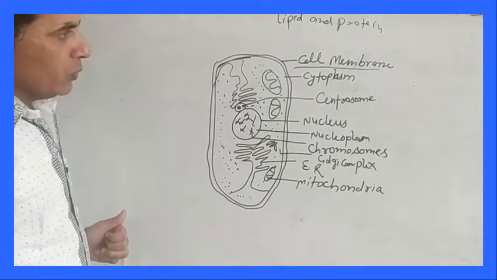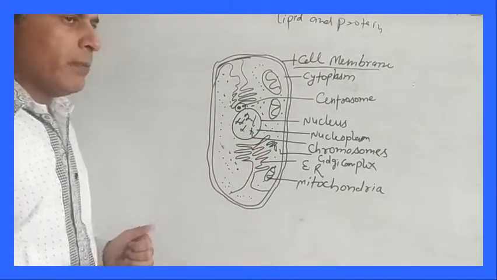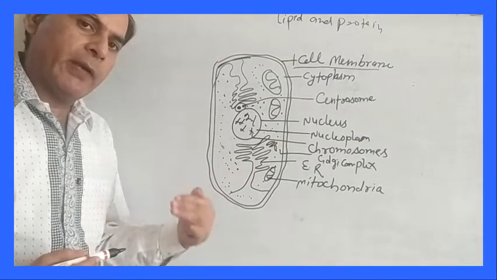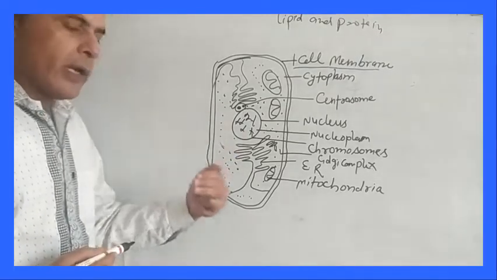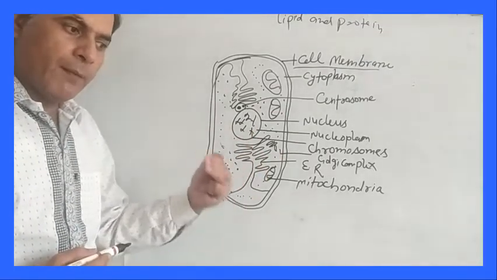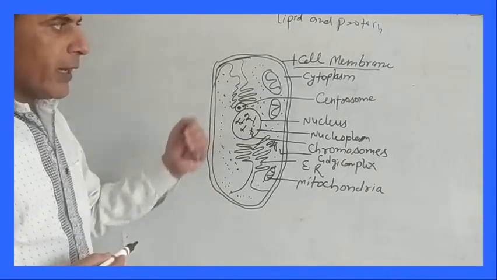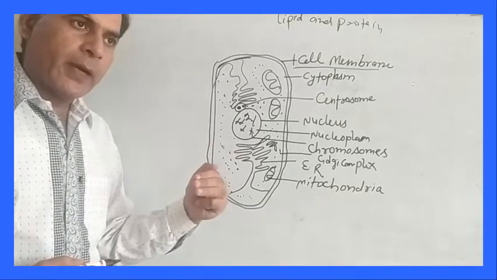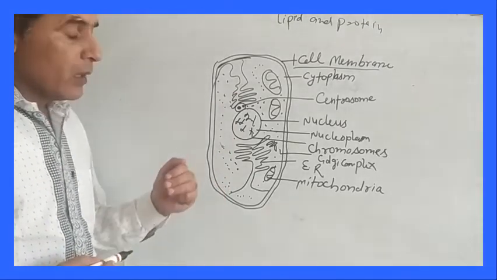Then another function of the cell membrane: the cell membrane is selectively permeable. Selectively permeable means it will allow only selected material in and out. It is permeable for certain or particular substances, and the substances which are not required by the cell, it will not allow to pass.